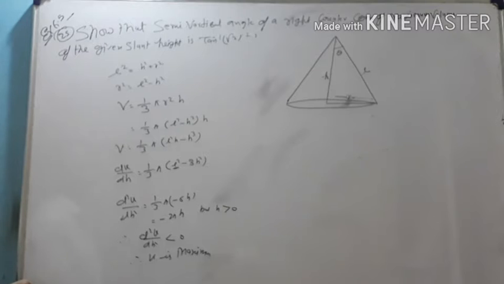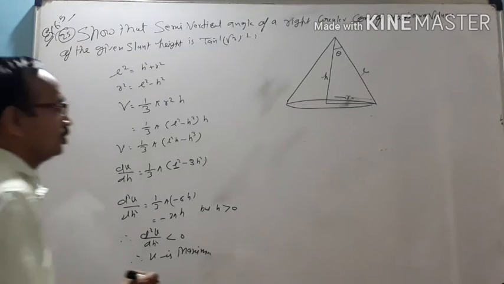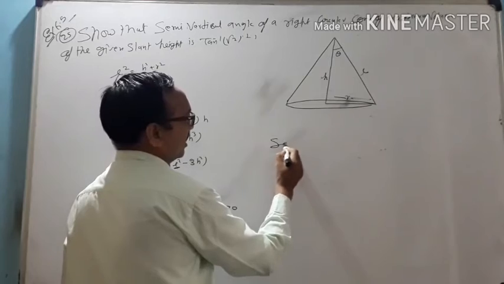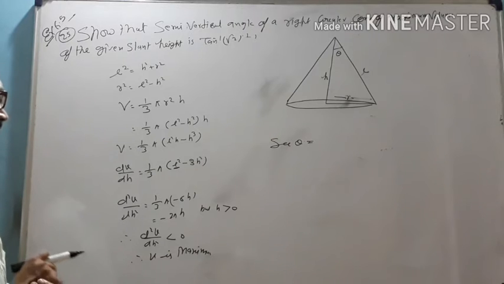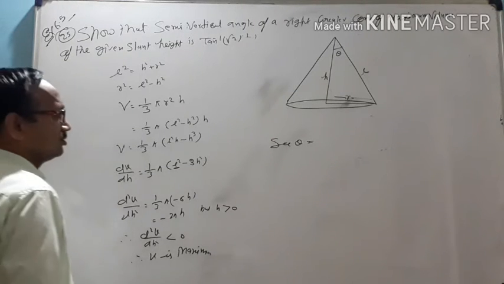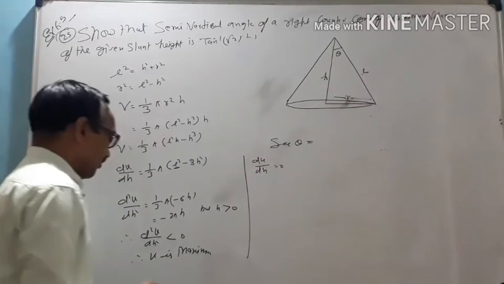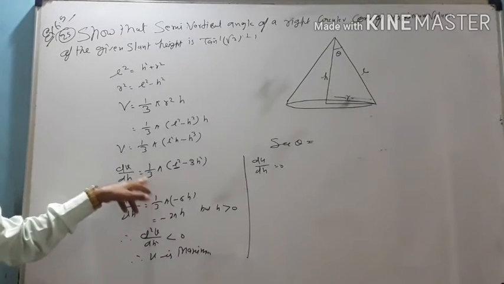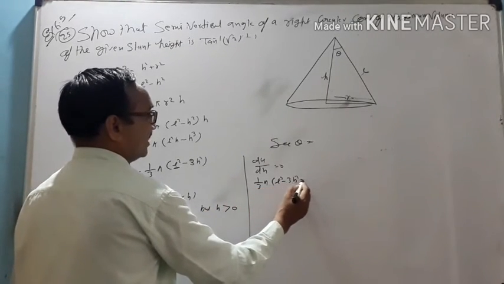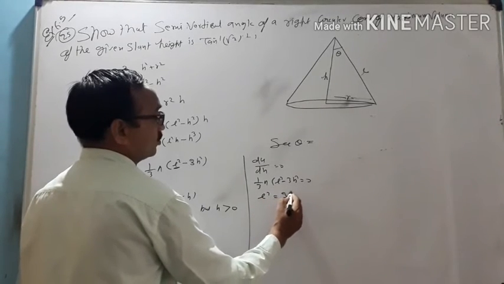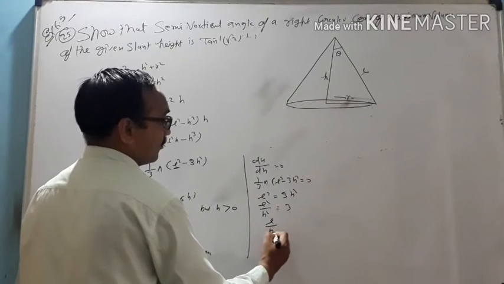Now we have to prove that its semi-vertex angle is tan inverse root 2. So in this triangle, first we find sec theta. Now dV upon dh equals 0, because the volume is maximum. So 1 upon 3 pi into (l square minus 3h square) equals 0. That means l square is equal to 3h square, or l square upon h square equals 3, or l upon h equals root 3.